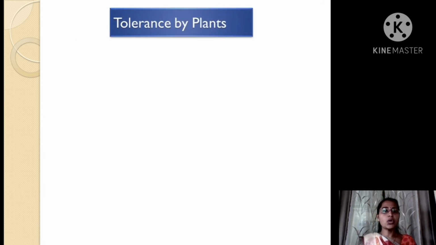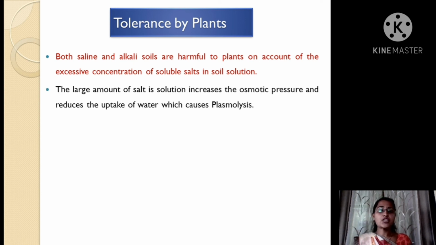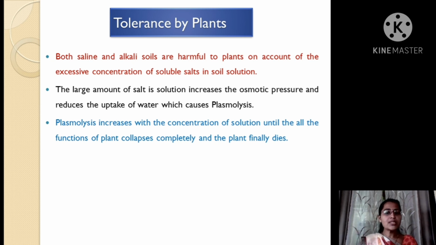Then we focus on tolerance by plants. Both saline and alkali soils are harmful to plants on account of the excessive concentration of soluble salts in soil solution. A large amount of salt in solution increases the osmotic pressure and reduces the uptake of water, which causes plasmolysis. Plasmolysis increases with the concentration of solution until all the functions of the plant collapse completely and the plant finally dies.